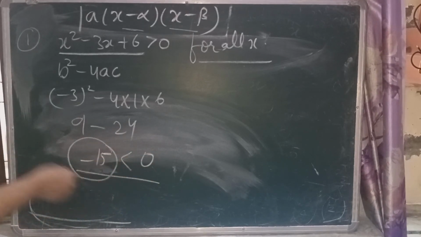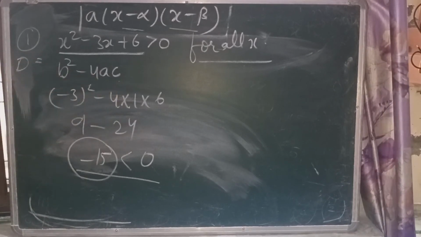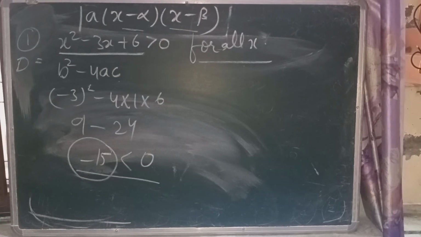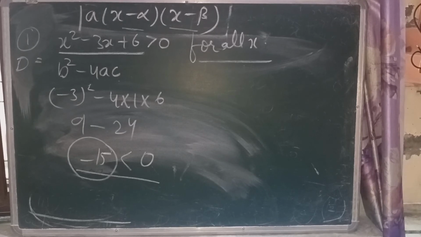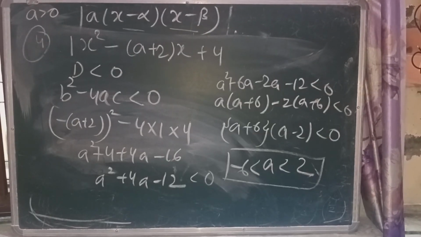Since the value of the discriminant, b square minus 4ac, is less than 0, as we have studied, when b square minus 4ac is less than 0, then the expression will always be positive. The quadratic expression will always be positive when the value of the discriminant is less than 0. Here it is done. Question number 4.